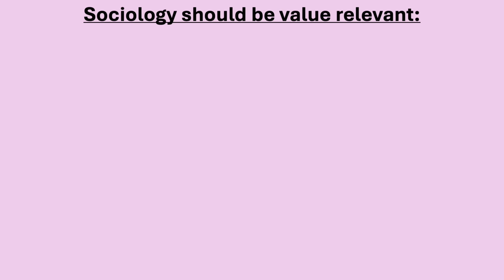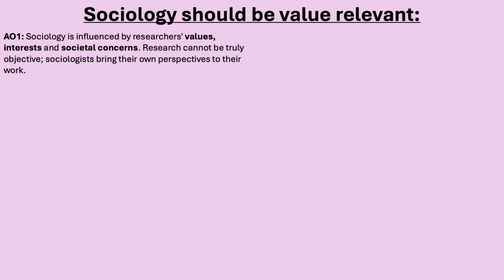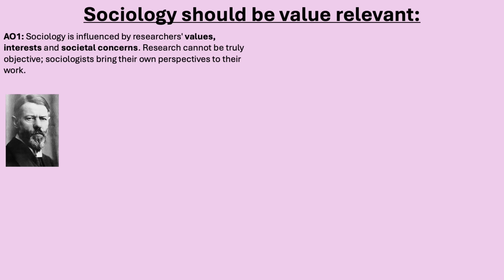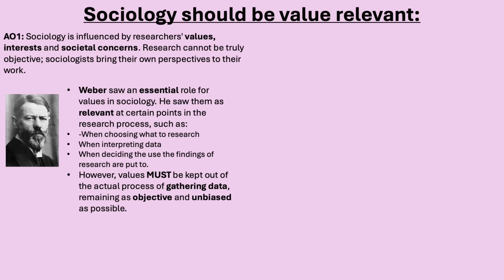Next we have, sociology should be value relevant. Sociology is influenced by researchers' values, interests, and societal concerns. Research cannot be truly objective, and sociologists bring their own perspectives to their work. Weber saw an essential role for values in sociology. He saw them as relevant at certain points in the research process, such as when choosing what to research, when interpreting data, and when deciding the use the findings of the research are put to. However, values must be kept out of the actual process of gathering data, remaining as objective and as unbiased as possible.